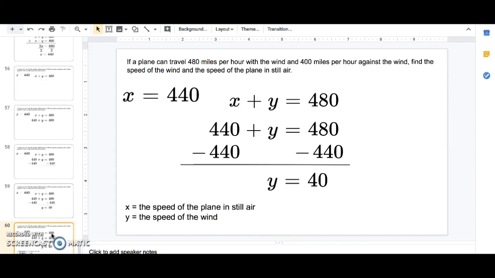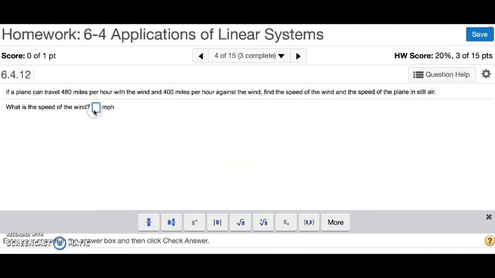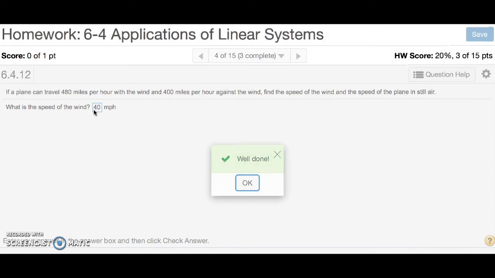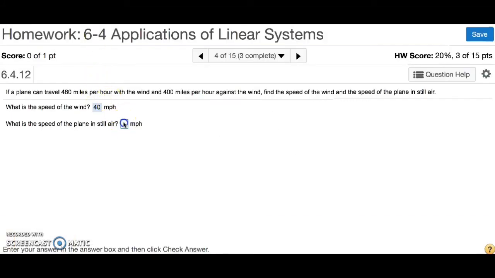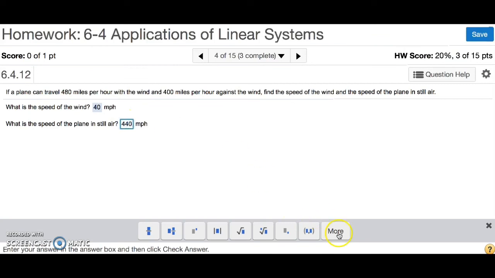Okay, so now remember, x is the speed of the plane in still air, and y is the speed of the wind. So what we want first is the speed of the wind, so that's going to be y, and that is 40. And the speed of the plane in still air is going to be 440 miles per hour.